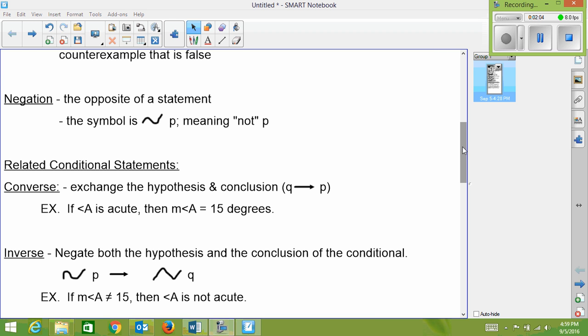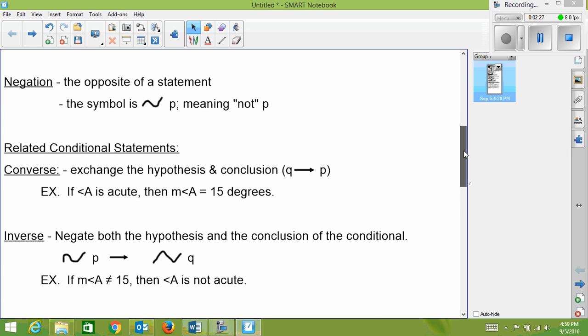Inverse means to negate both the hypothesis and the conclusion of the conditional. So you would say if not P, then not Q. So if the measure of angle A is not equal to 15, then angle A is not acute. That is an inverse statement.